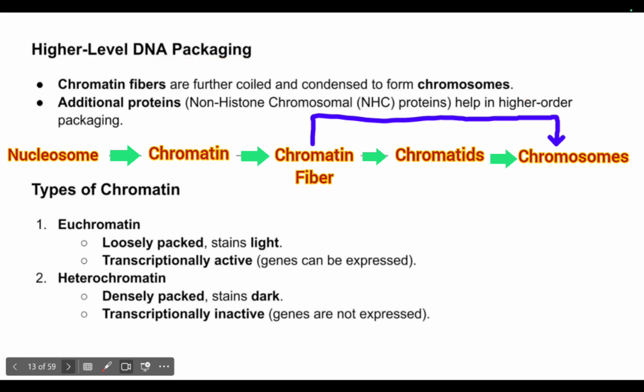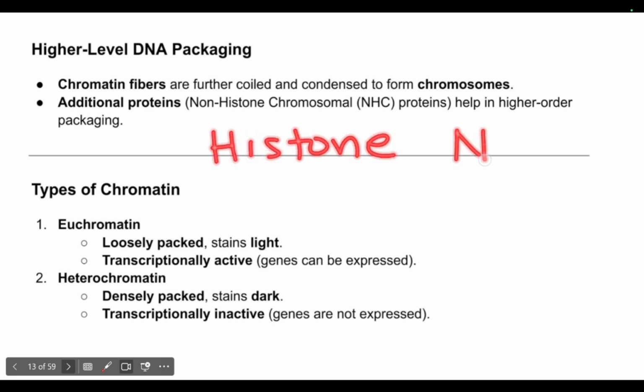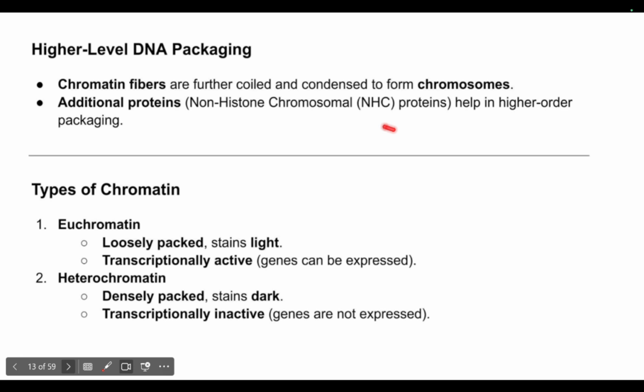During this higher level of DNA packaging, additional protein is required, which includes the non-histone chromosomal protein. So if a question is asked in DNA packaging, both histone and non-histone protein are required. Histone protein is required for low level of packing, which is nucleosome, and non-histone chromosomal protein is required for higher level of packaging. If we talk about the types of chromatin, then you have to simply remember 3 points.